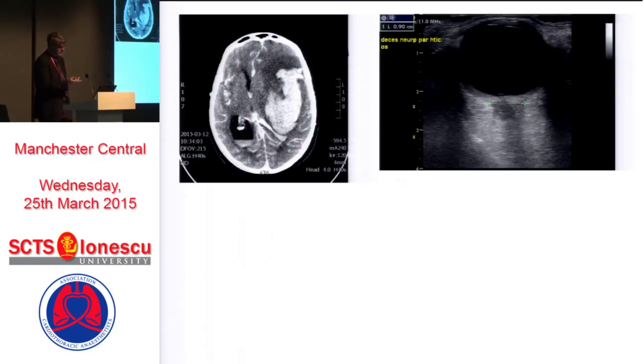And this is an example from one of my critical care fellows who's an emergency doctor. And she was evaluating this patient who had a severe brain hemorrhage. And first what you can see is that the optic nerve sheath was 9 millimeters. The normal should be around 3 to 4 millimeters. So there was definitively a significant increase in intracranial pressure.